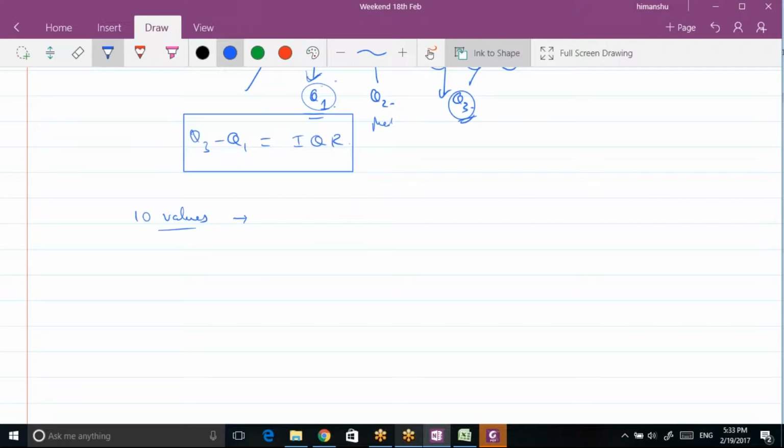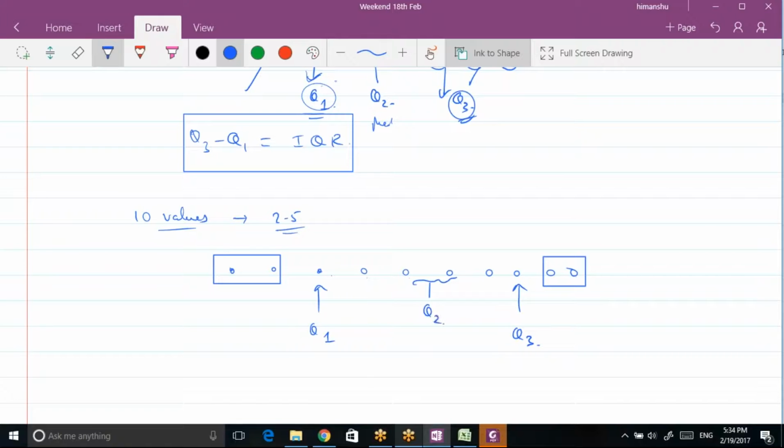Say for example, suppose I have 10 values. The 25% is 2.5. So let me make this 1, 2, 3, 4, 5, 6, 7, 8, 9 and 10. So 2.5, I will remove the first 2 because I cannot remove 2.5. I will remove the last 2 also. This becomes my Q1, that is my third value, and this becomes my Q3. And the median is the average of 5 and 6, this is Q2.